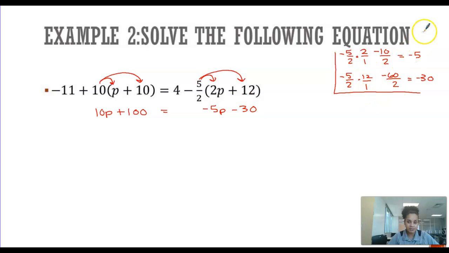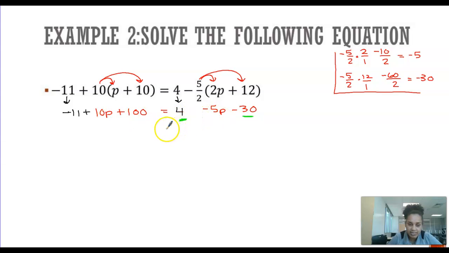So if you forgot how to multiply fractions, there's a quick mini side lesson, but what we can't forget is to bring down the other numbers that were involved in our equation. So I have negative 11 plus 10p plus 100 equals 4 minus 5p minus 30. Again, we're basically going to follow the same steps that we did before, which would be to combine like terms.